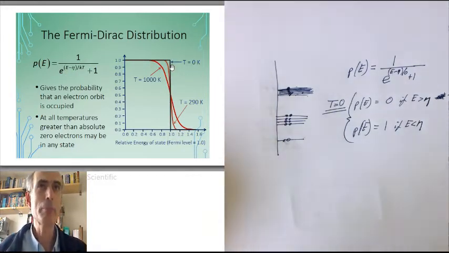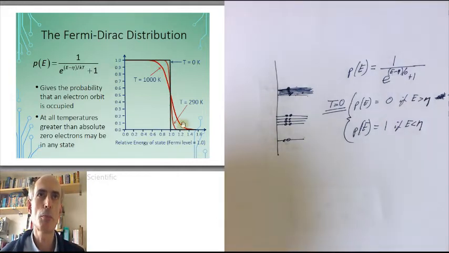Now, as the temperature increases, what happens if you plot this distribution is that this steep cutoff begins to soften. And you have areas here below the Fermi level at which the probability of occupancy is not 1. And you have areas here above the Fermi level at which the probability of occupancy is not 0. So these are cases where you are no longer in the ground state. Some electrons have more energy than some of the gaps which they could drop down into.